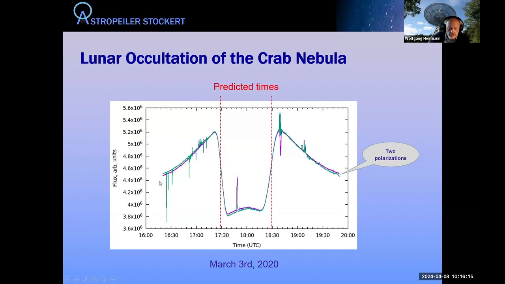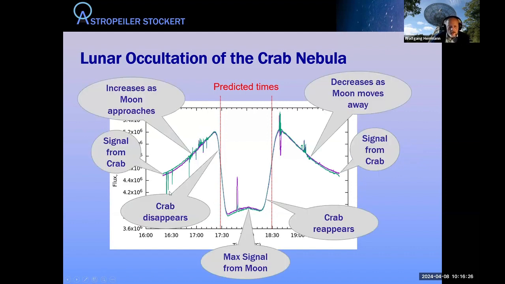And now I have to explain, what is this curve all about? How does that come about? Now what happens there is, when you start here, essentially you have the signal from the Crab Nebula. It's a fairly strong source, so it's quite a signal. And what happens then is that, based on our observing strategy, the moon approaches. So more and more you get additional signal from the moon. So the overall signal rises. And then the crab disappears.